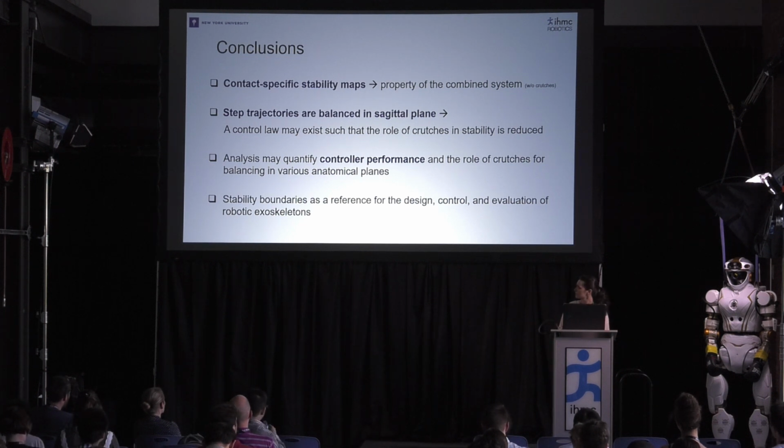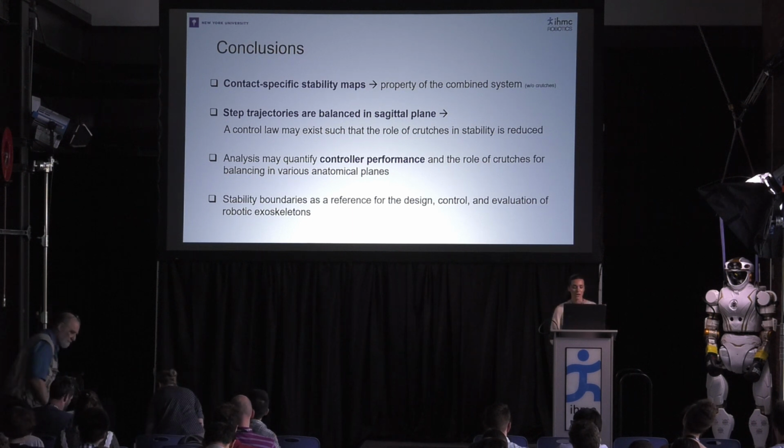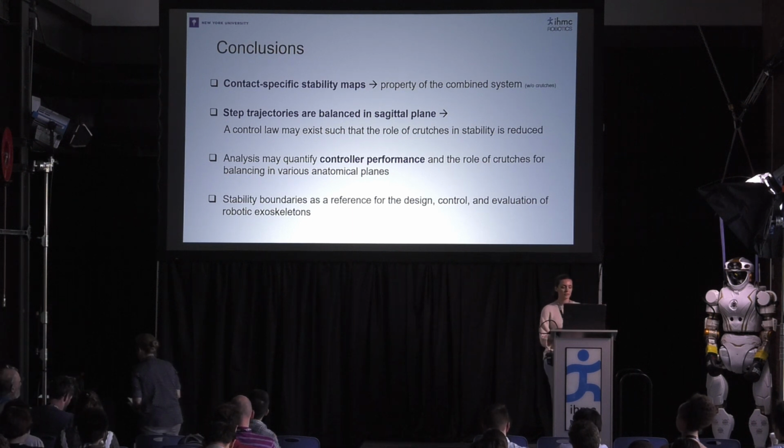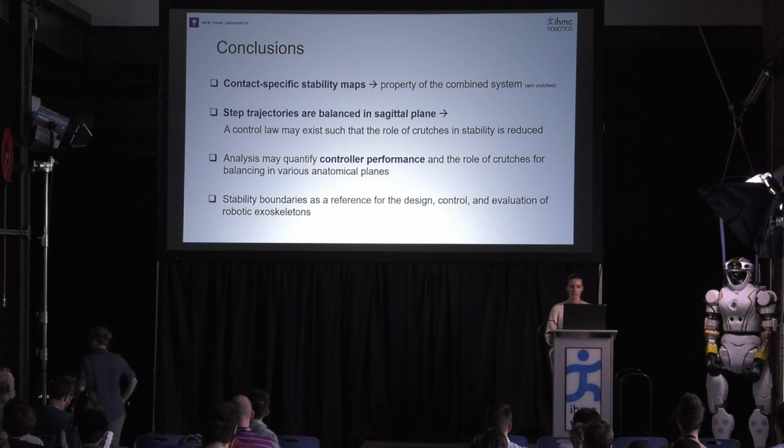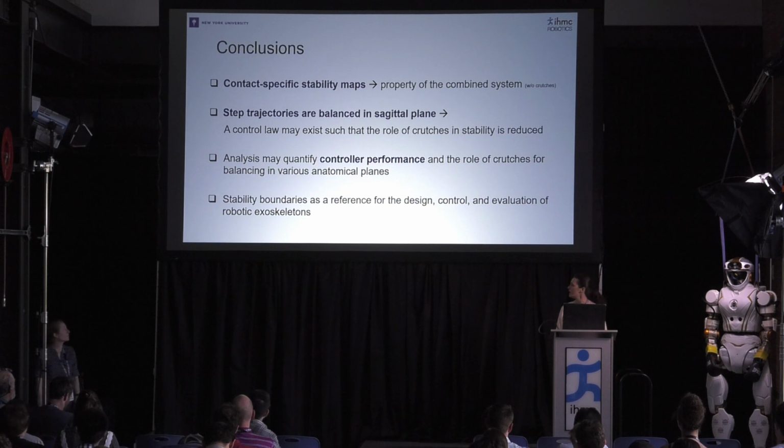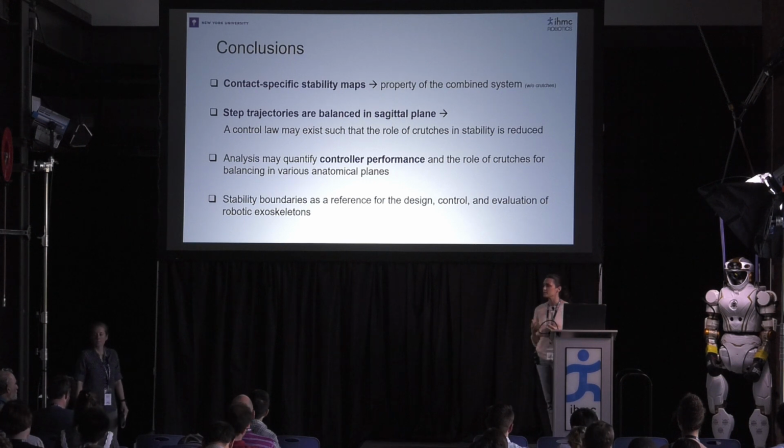And that concludes my talk. In conclusion, these stability boundaries can be considered in general as good references, like maps that one can calculate a priori for a given system, and they can give good insights for the design, control, and evaluation of future robotic exoskeletons that allow for faster, more dynamic, but also stable walking.